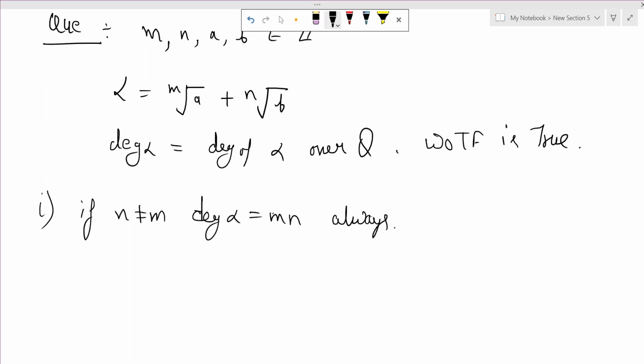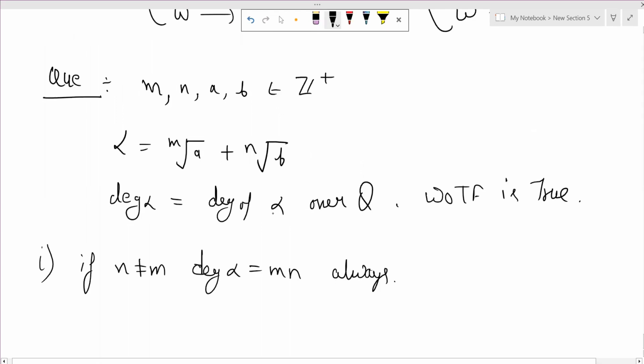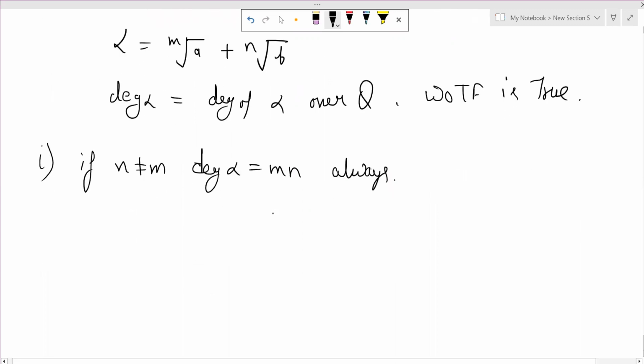If n does not equal m, what are a, b, m, n? You can choose, and if this is not true, right? Choose a equals root 2. A is equal to 4. Okay, first let's do your way, then I will do my way.